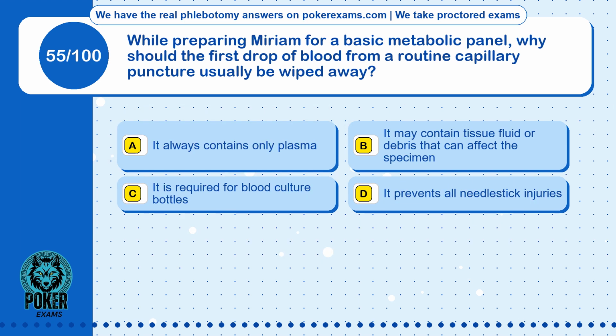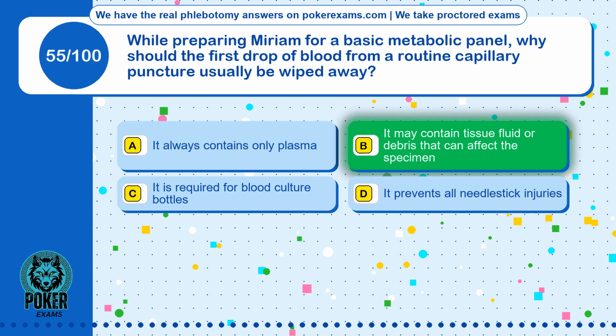Question 55. While preparing Miriam for a basic metabolic panel, why should the first drop of blood from a routine capillary puncture usually be wiped away? Option A. It always contains only plasma. Option B. It may contain tissue fluid or debris that can affect the specimen. Option C. It is required for blood culture bottles. Option D. It prevents all needle stick injuries.